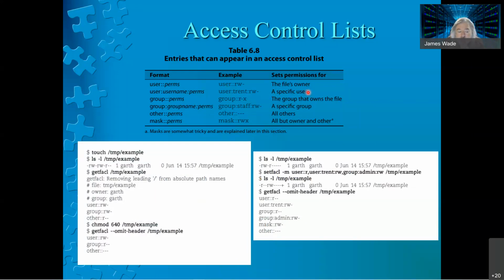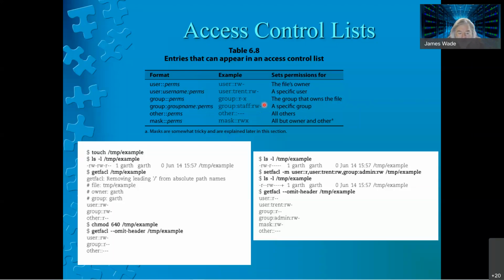And then look at this, group, and then a specific group. This group I gave read and execute. This group I give read write. So now using access control lists, I can use multiple users and give them different access, and multiple groups and give them different access. I mean, look down here.